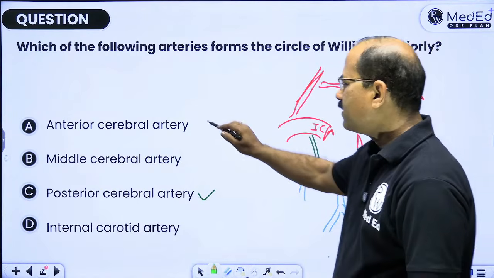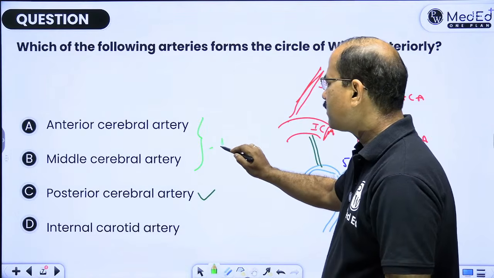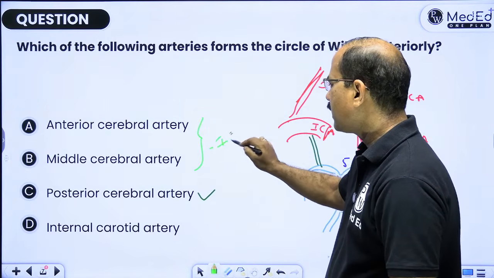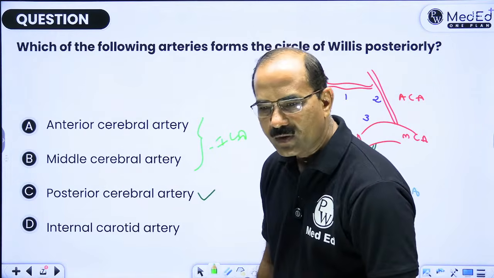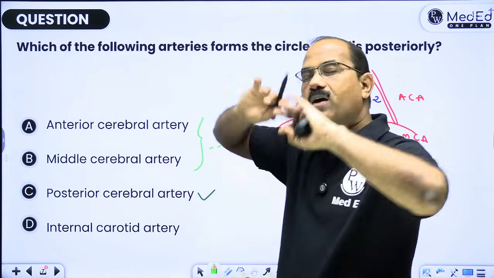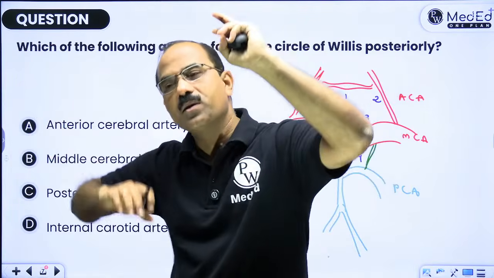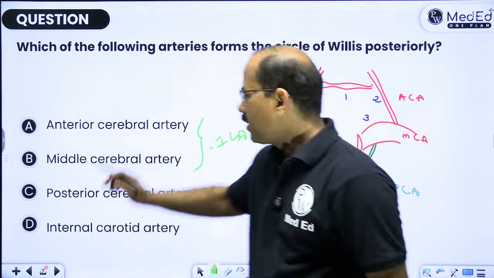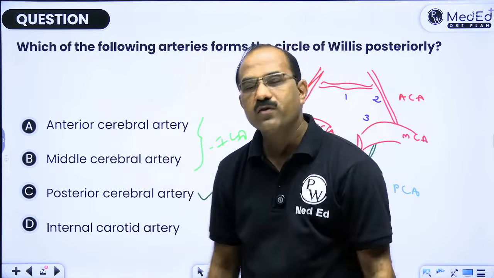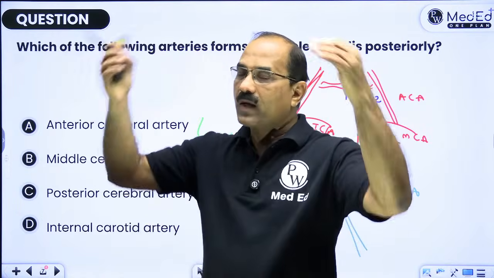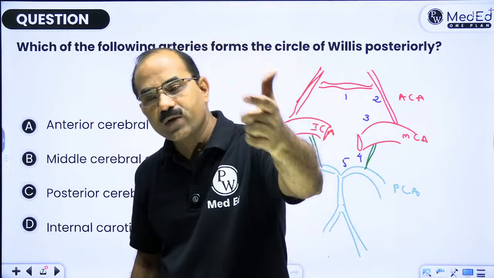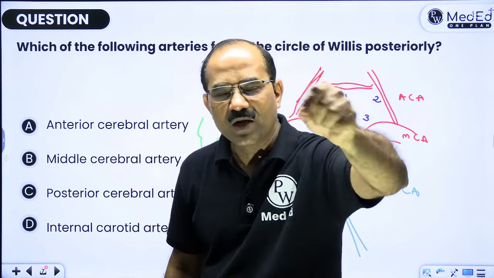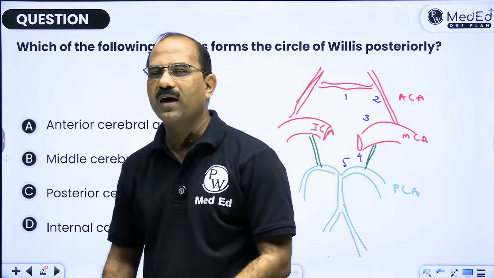Anterior and middle cerebral arteries are branches of what? Of the internal carotid artery. Out of these, which is a continuation of the internal carotid? The middle cerebral artery is a direct continuation of the internal carotid artery. So any clot, any thrombus in the internal carotid will directly go to the middle cerebral artery.